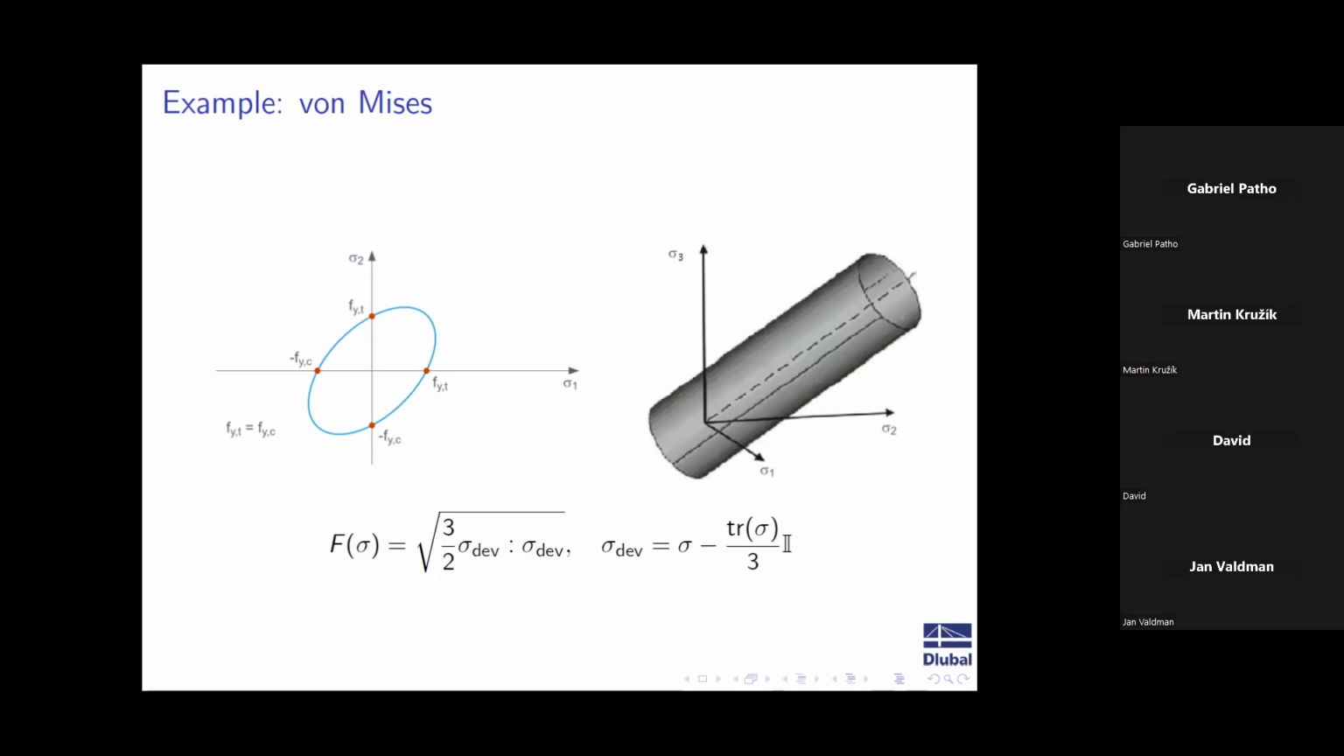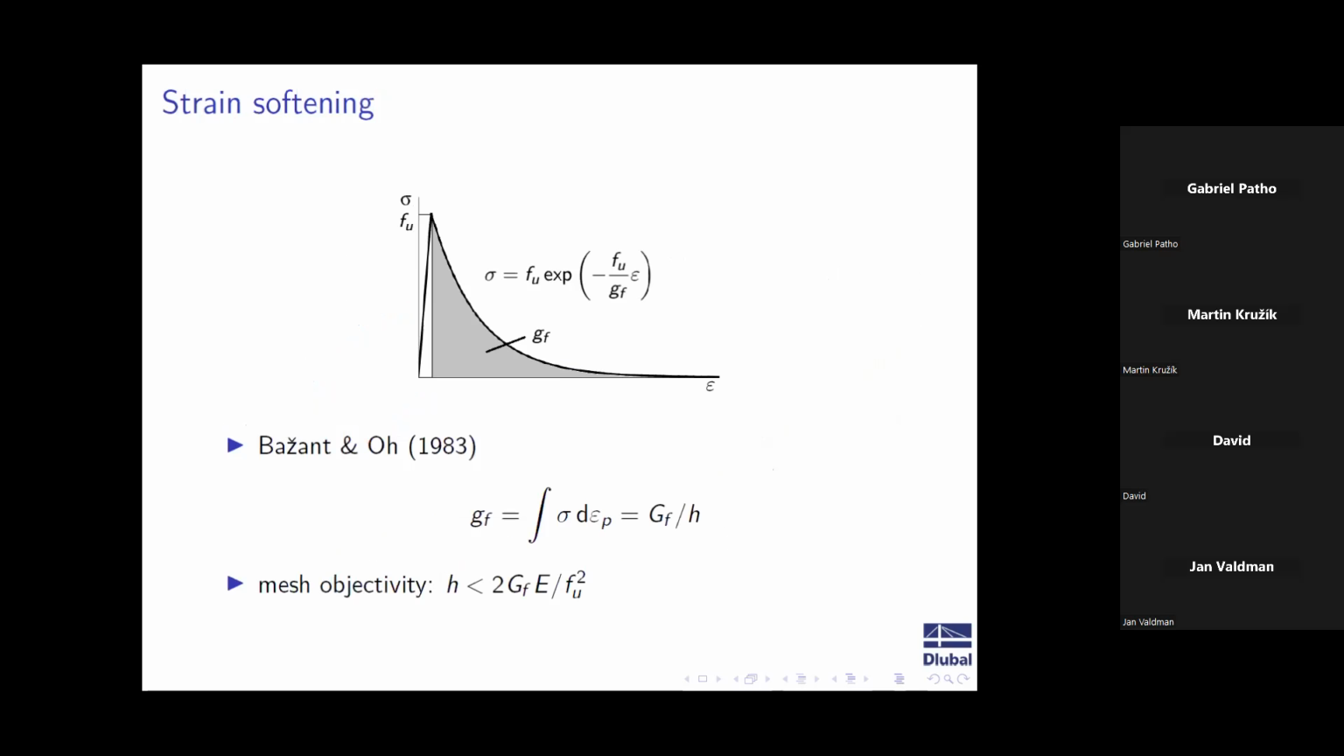This yield criterion, also called the maximal deviation, is actually related to the deviatoric part of my stress. So hydrostatic stresses do not give rise to yielding. So this is what we work with. This is what we imagine.